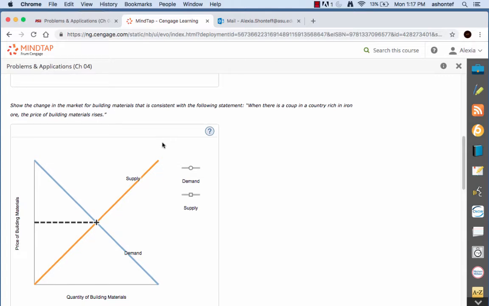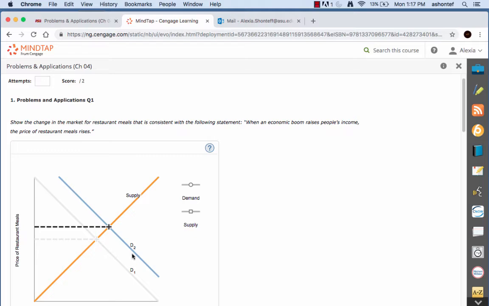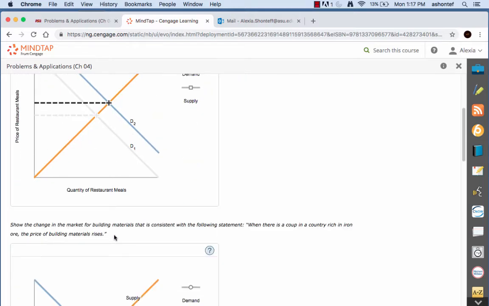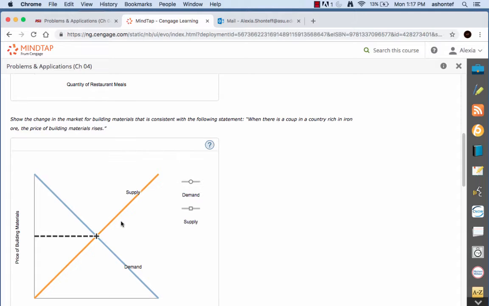Then you keep going. So again, you got to go one after the other. Sometimes these questions will be completely separate from the next one. In this case, this is a completely different question. It doesn't build on from the first one. But you could have another set of questions where it does. So just watch for that.